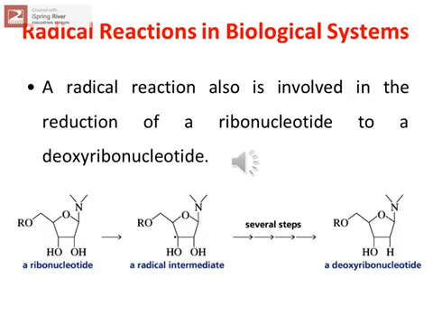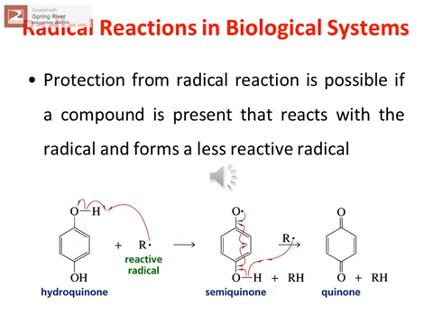Another example of a free radical reaction in biological systems involves the reduction of a ribonucleotide to a deoxyribonucleotide. The conversion of ribonucleotide to deoxyribonucleotide takes place through a free radical mechanism. Aging of human skin is believed to be the product of free radical reactions. Protection from free radical reactions is possible if a compound is present that reacts with a radical and forms a less reactive radical.